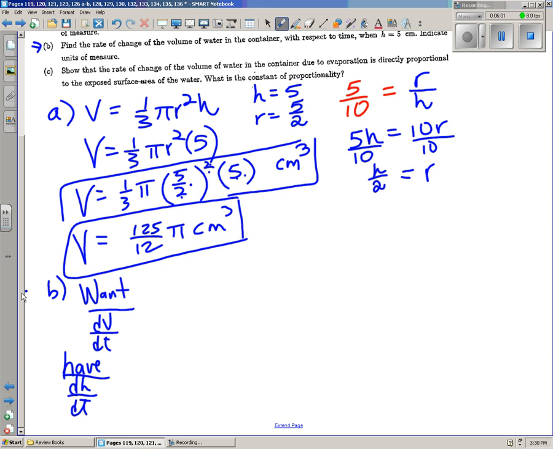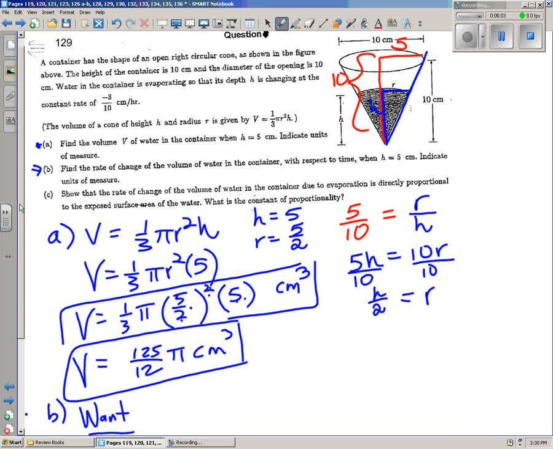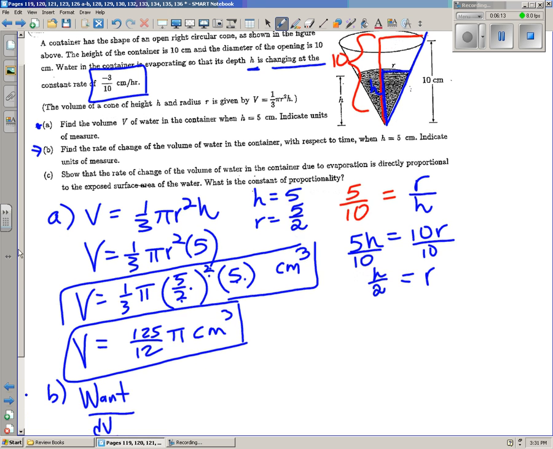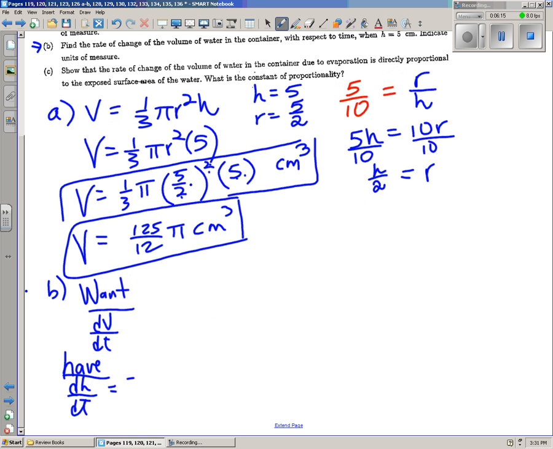If we look back up at the top, they told us the depth or the height is changing at a constant rate of negative 0.3 centimeters per hour. It's negative because the height's going down because the cone is losing water to evaporation. So this is negative 3/10. And we want to find out this rate when the height is 5.